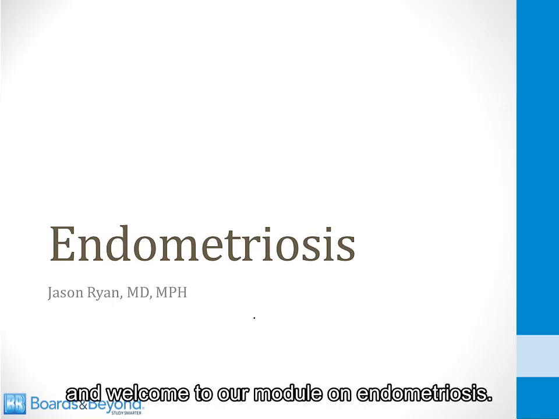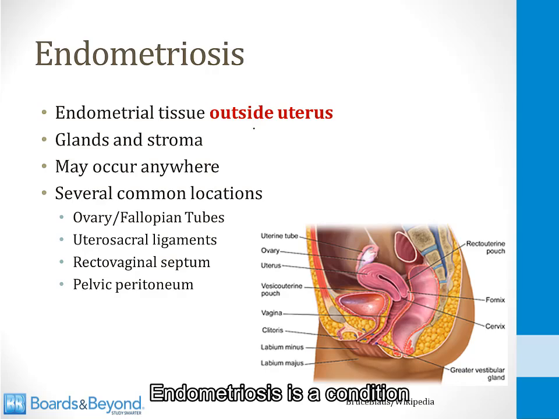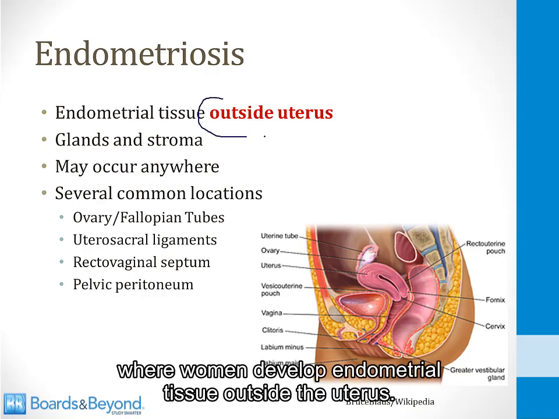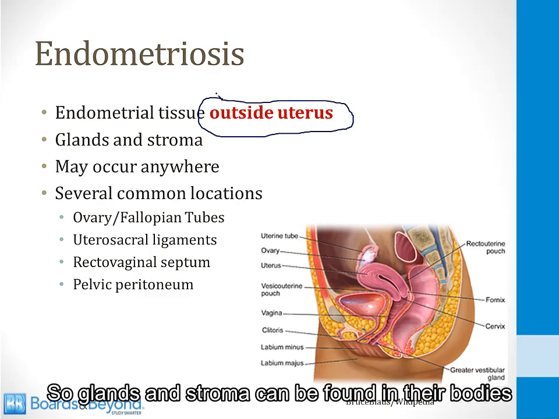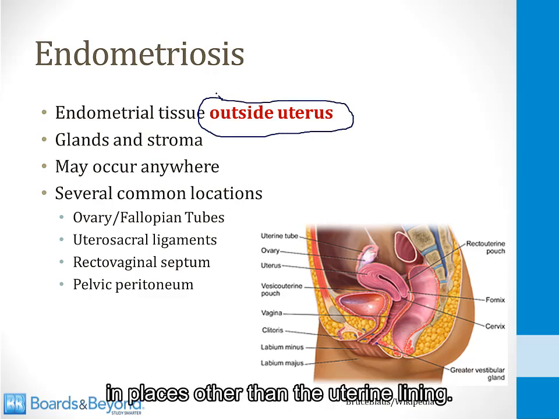Hi everybody and welcome to our module on endometriosis. Endometriosis is a condition where women develop endometrial tissue outside the uterus, so glands and stroma can be found in their bodies in places other than the uterine lining.